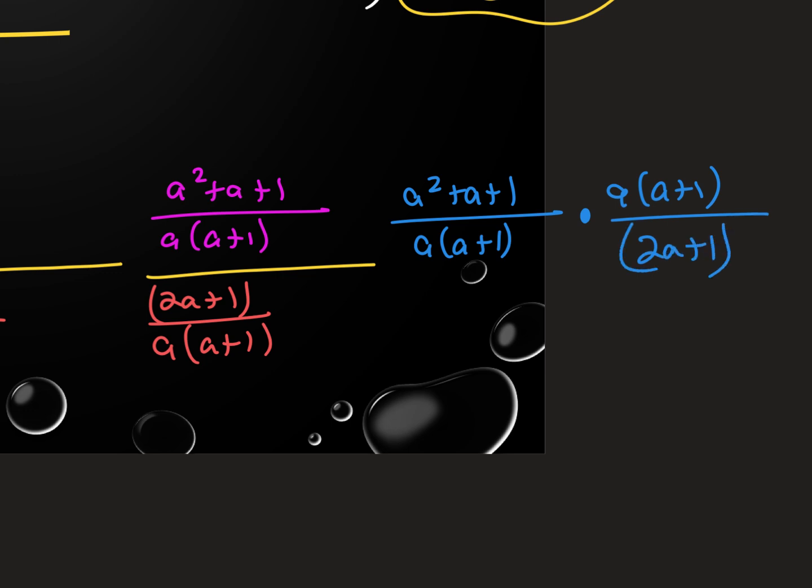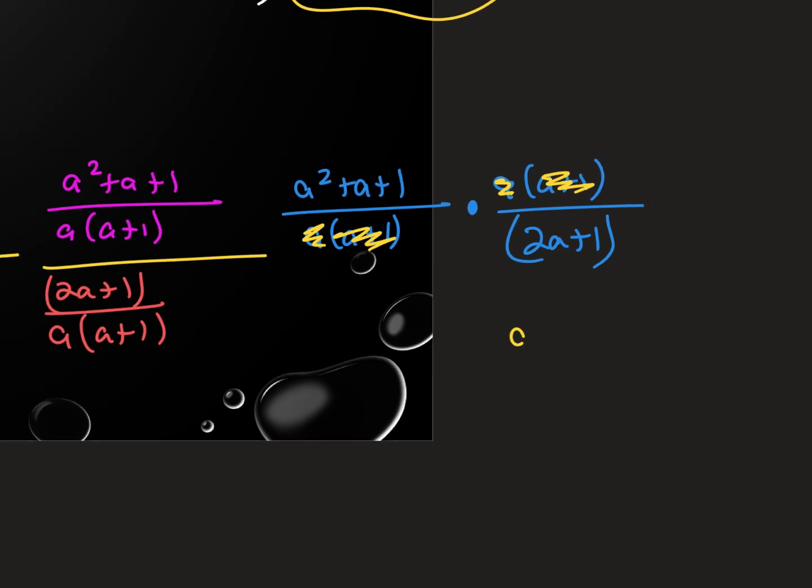Anything exactly the same on top and bottom? The a and the a plus 1 and the a plus 1. Can you guys factor a squared plus a plus 1? Are there factors of 1 that multiply to give you 1 and add to give you 1? No. So you just are left with a squared plus a plus 1 divided by 2a plus 1.